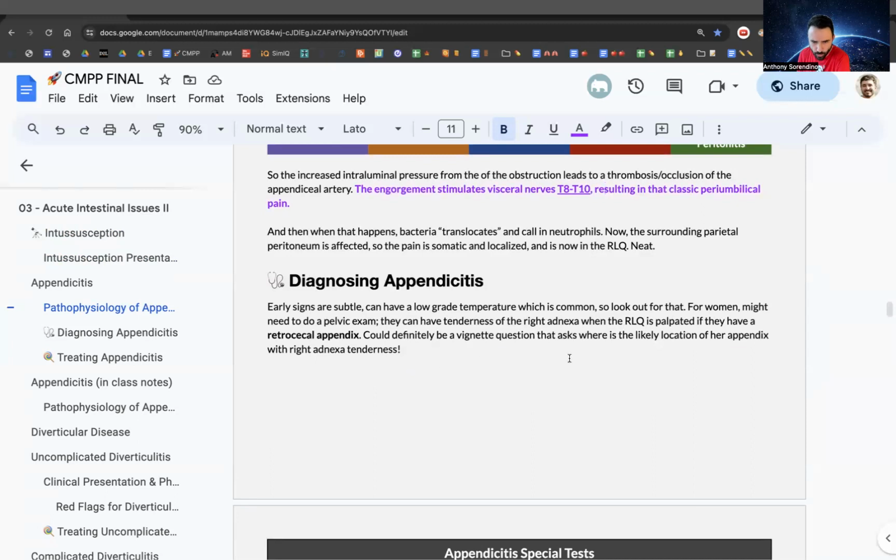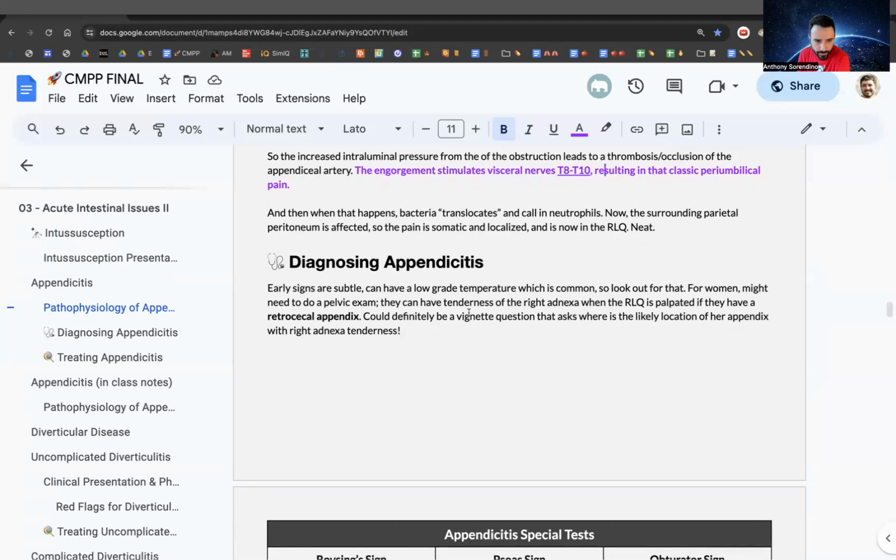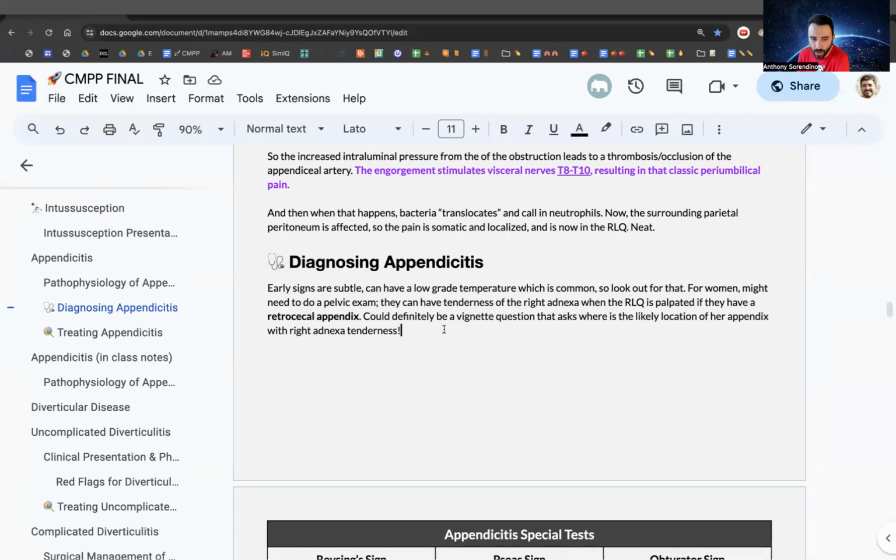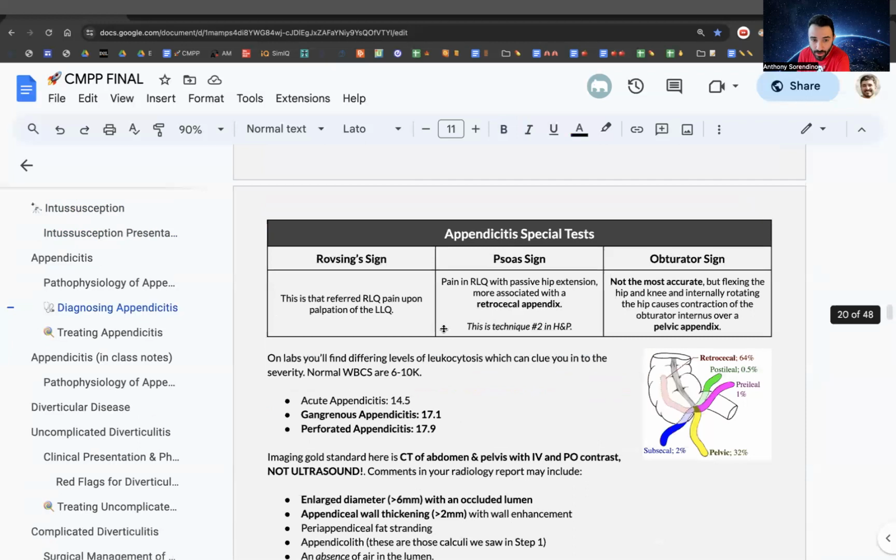If they have tenderness of the right adnexa when the right lower quadrant is palpated, they have a retrocecal appendix. So right adnexa is going to be retrocecal. Adnexa kind of sounds like Alexa, so retrocecal, there you go.